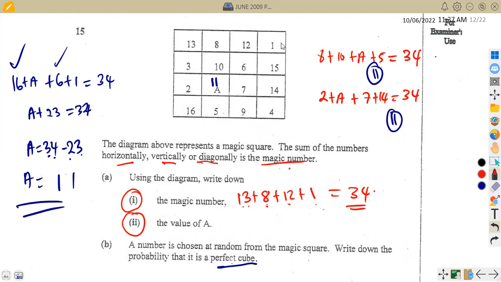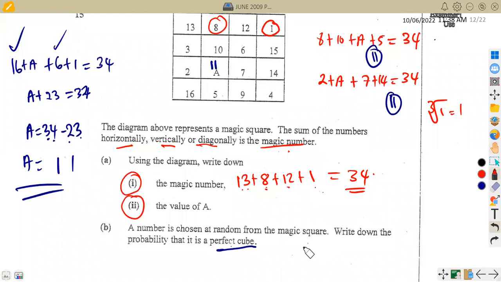So which perfect cubes do we have here? We've got 1. It's a perfect cube. The cube root of 1 still remains as 1. Okay, we've got 8. The cube root of 8 is 2. So it's a perfect cube. Let's cross-check for any other. We do not have anything besides these. Okay, so these are the only perfect cubes that we have. There are only 2 perfect cubes out of how many numbers do we have in this magic square? We have to calculate them.